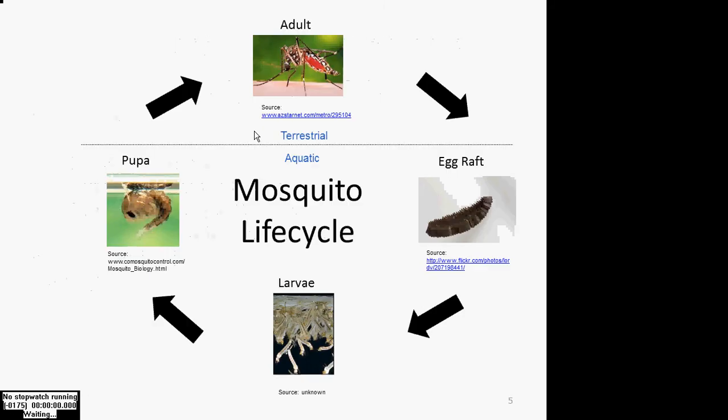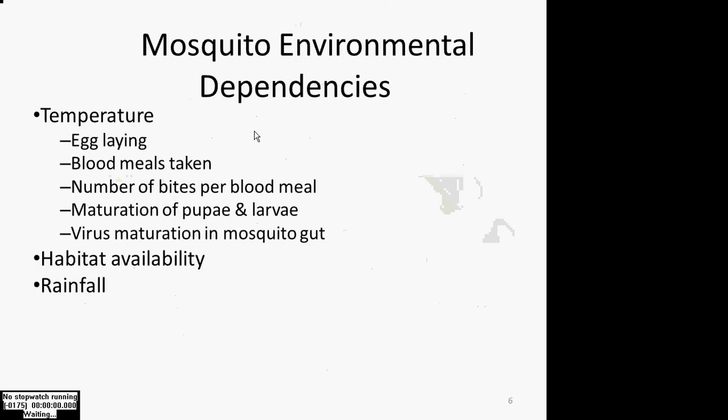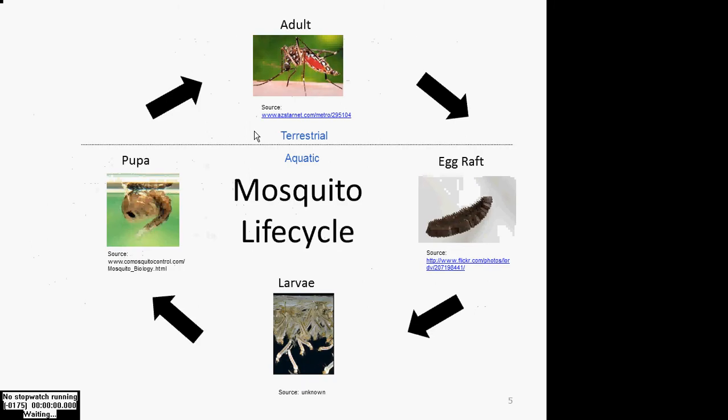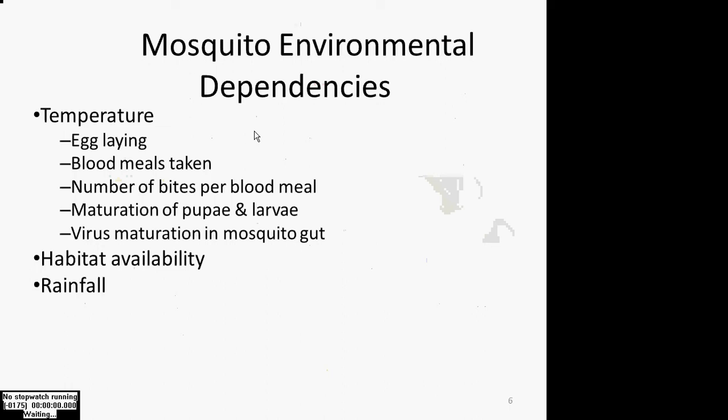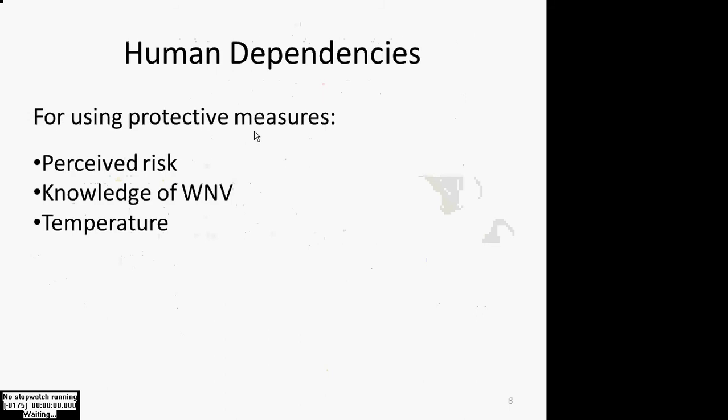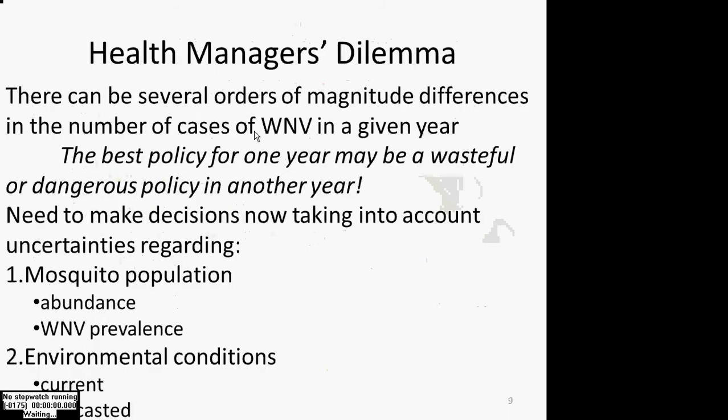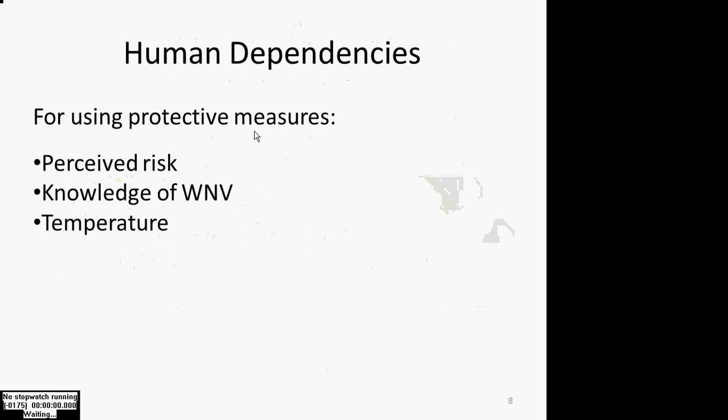Okay, so this cycle, in short, is affected by a lot of factors outside of our control. So let's talk about human dependencies. So for humans, the things that protect them from mosquitoes, well, if it's low temperature and so on, there's not going to be as many mosquitoes typically.